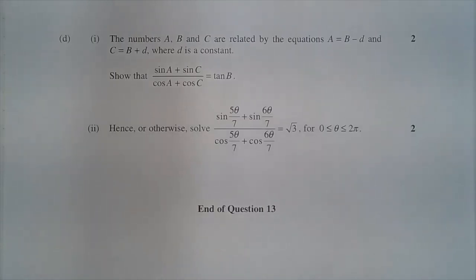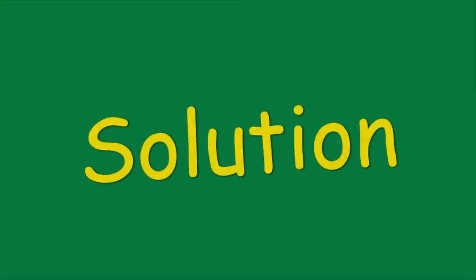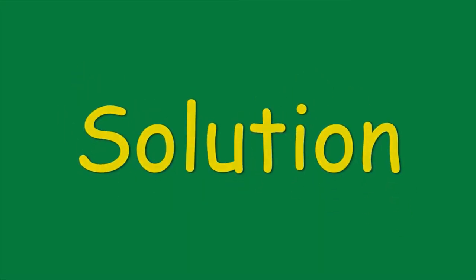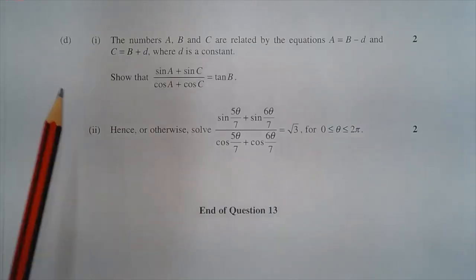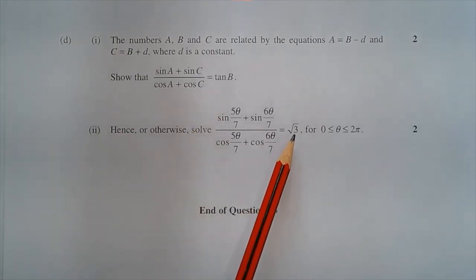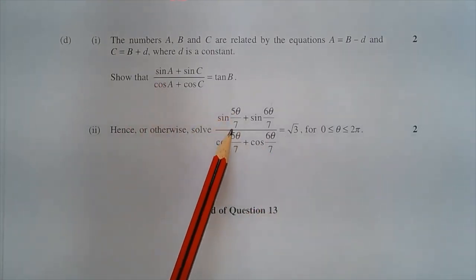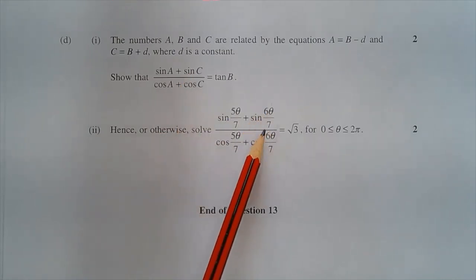Part 2. Hence, or otherwise, solve (sin(5θ/7) + sin(6θ/7))/(cos(5θ/7) + cos(6θ/7)) = √3 for θ greater than or equal to 0 and less than or equal to 2π. From part 1, tan b is equal to √3, a is equal to 5θ/7, and c equals 6θ/7.